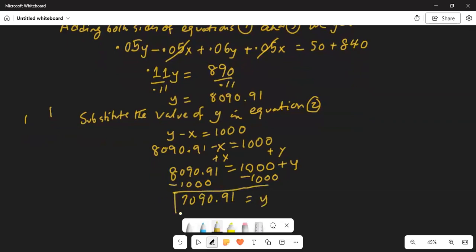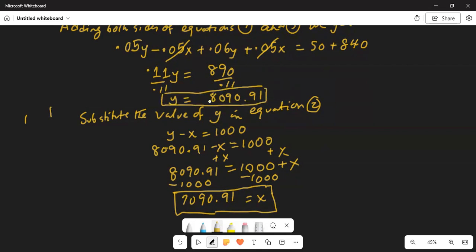So this is the other solution. So the ordered pair is, wait. This should be 1000 plus x, not y. Pardon my mistake. So this is 1000 plus x. So this is x, and we already obtained y.